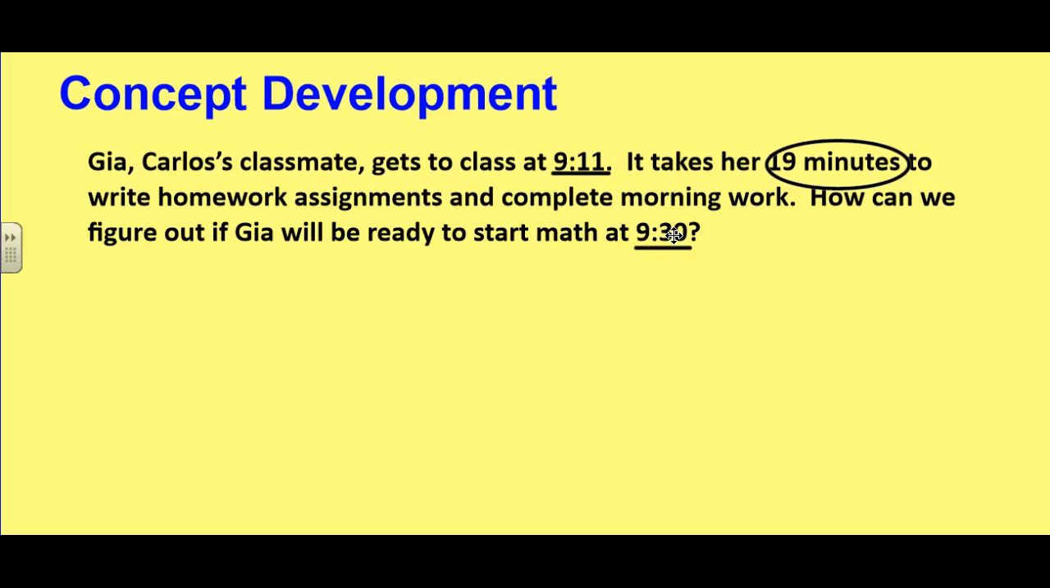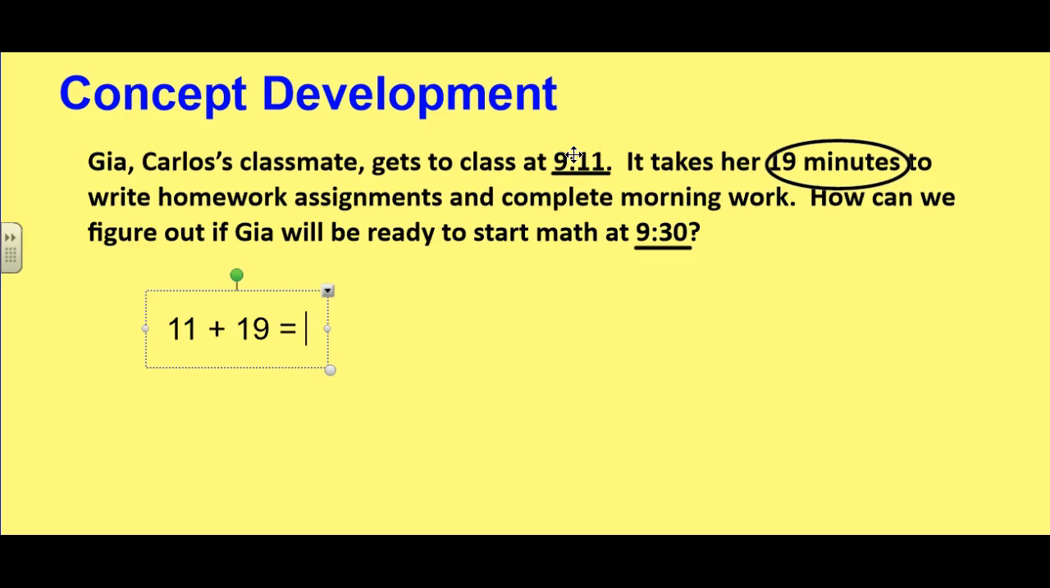So we just have to figure out if she can get all of this done by 9:30. So we're not trying to find how many minutes is in between 9:11 and 9:30. We're trying to figure out if she starts at 9:11 and it takes her 19 minutes to do all this, will she be ready by 9:30? So we're really working with the start time and the 19 minutes. So if we take the 11 minutes and we add 19 to that, that's going to tell us the minutes that we would once again put with 9 o'clock to see if she would be ready by 9:30.